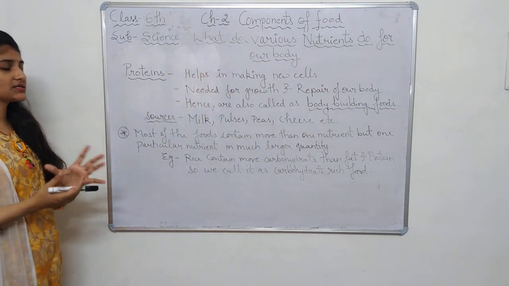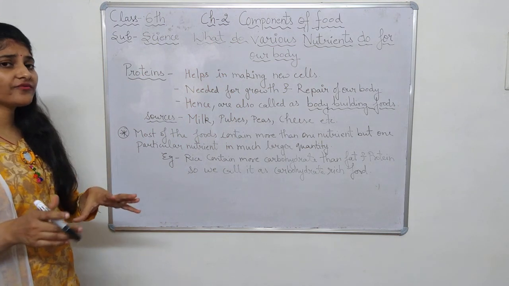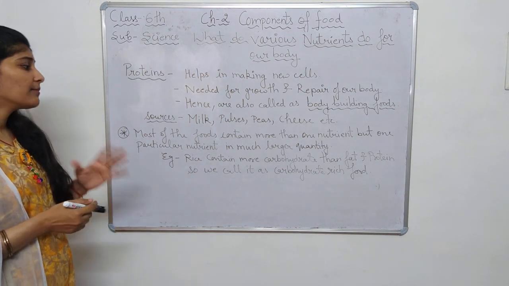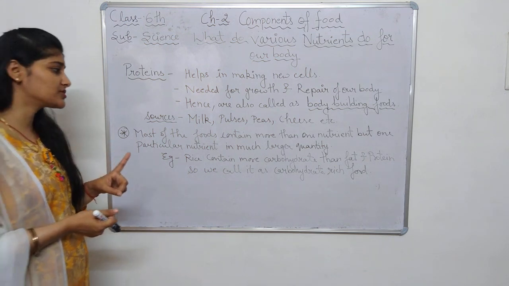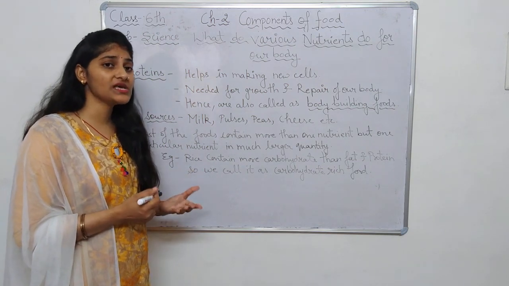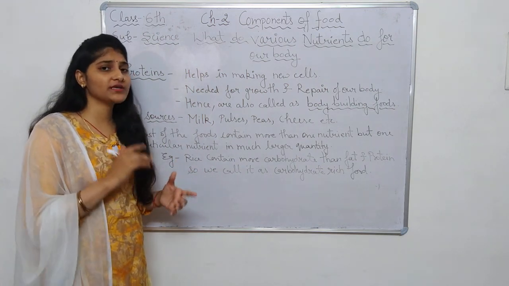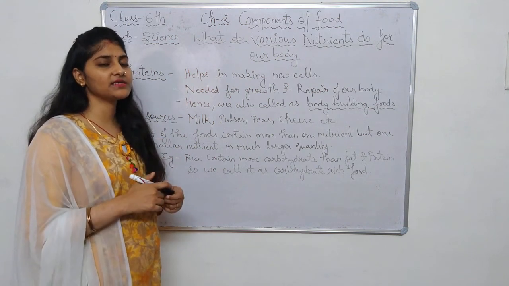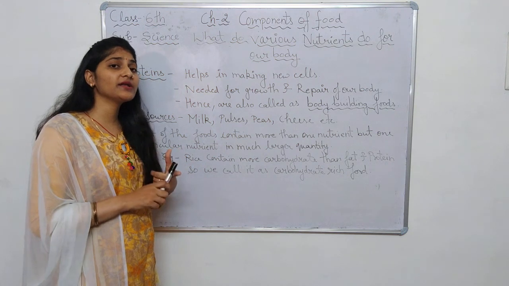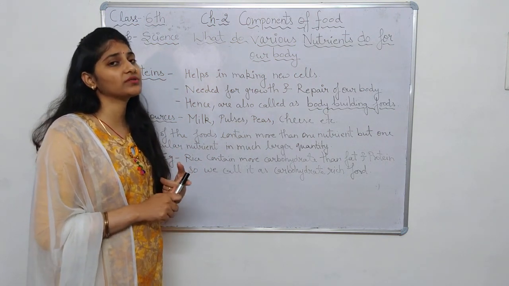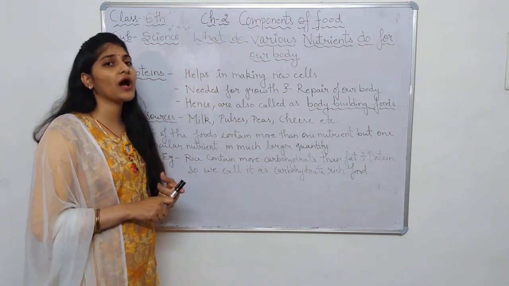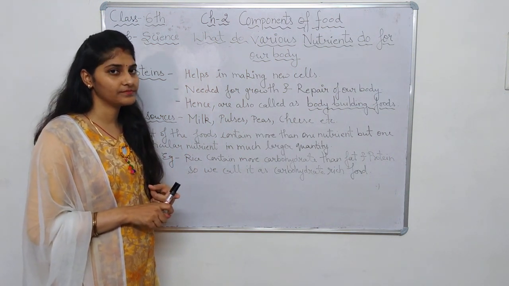Now, let us see. There are foods which contain more than one nutrient, but one particular nutrient in those foods is in much larger quantity than the other nutrients. For example, if we take rice, it has carbohydrate, protein and fat, but the content of carbohydrate is more than protein or fats. So, it is called a carbohydrate rich food.